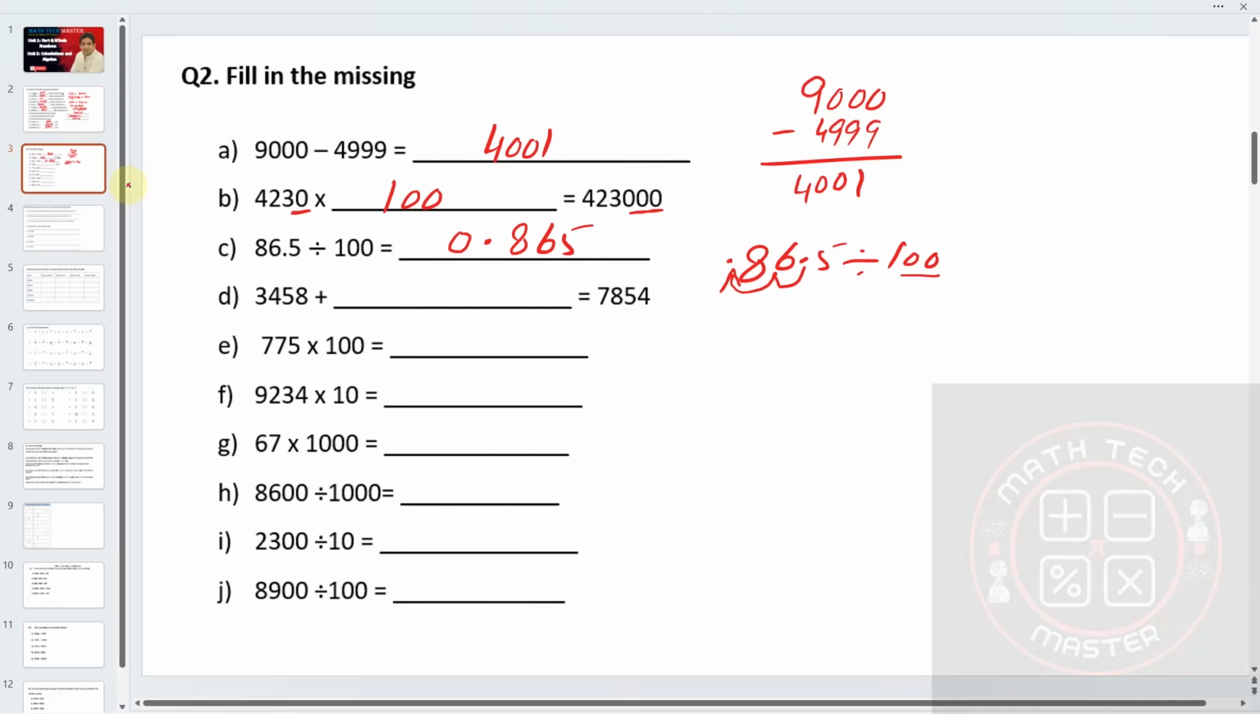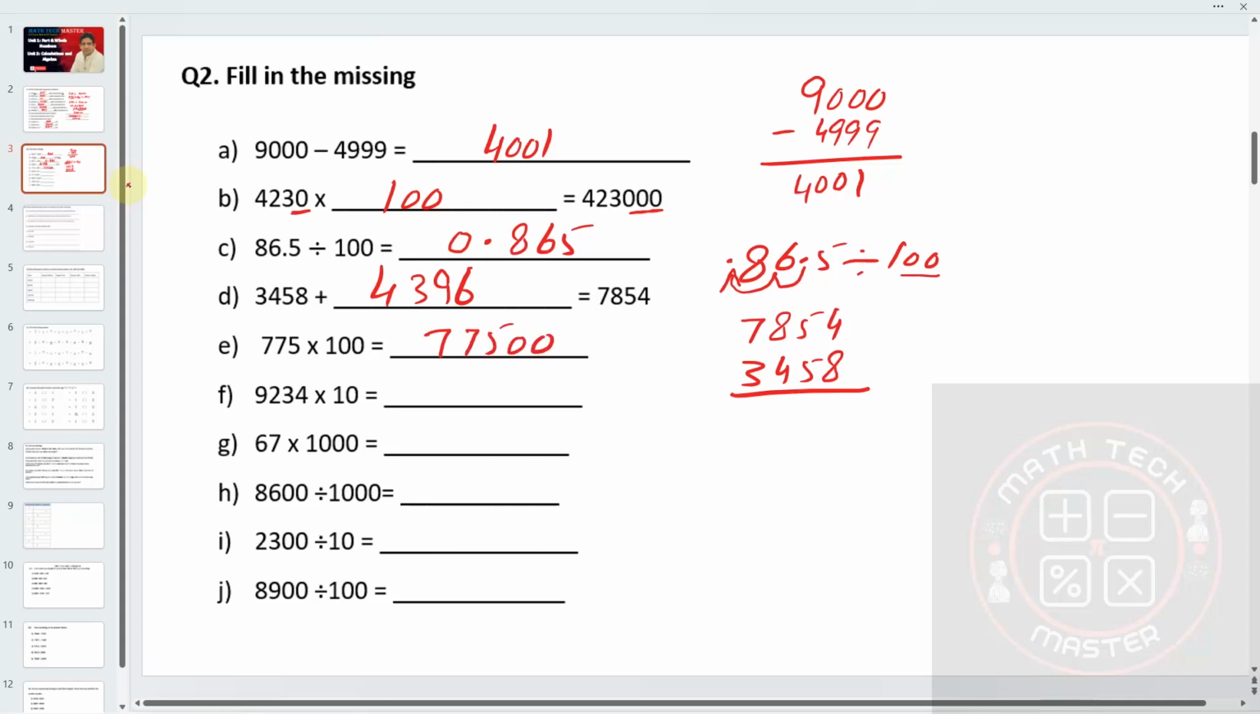3,458 plus which number we need to add to make it 7,854. So we can simply subtract the number from the answer. So when we subtract it, it will be 4,396.